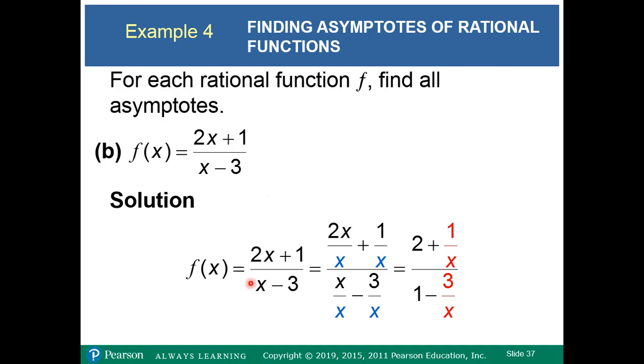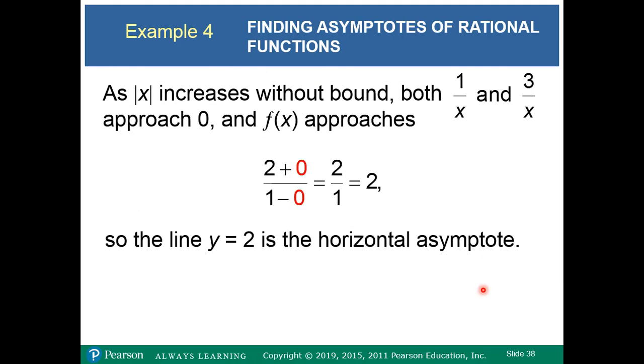And so here's what we do. We divide the top and bottom by the largest power of x, which is just x. And so we get 2 plus 1 over x. So this goes to 0 as x gets really big. And this gives us 1 minus 3 over x, which also goes to 0 as x gets really big. And so what happens is you get 2, which is exactly what we got.